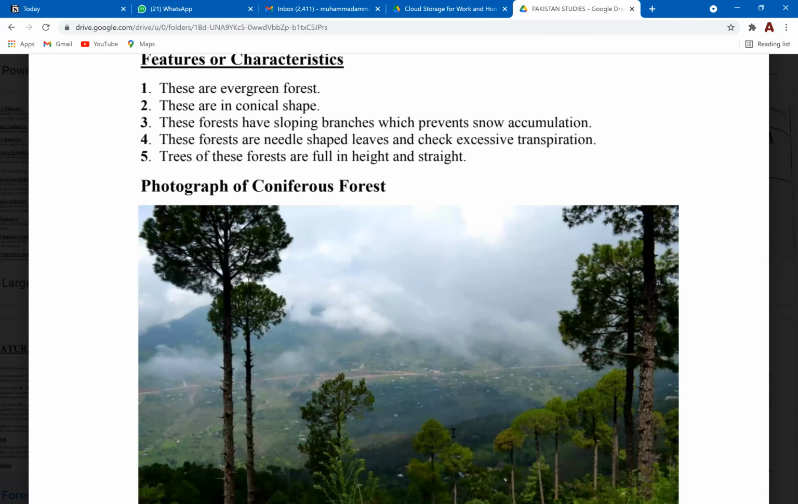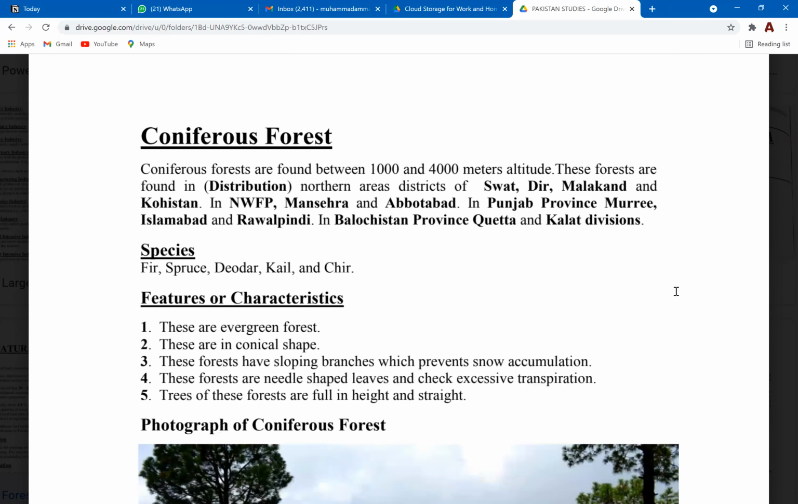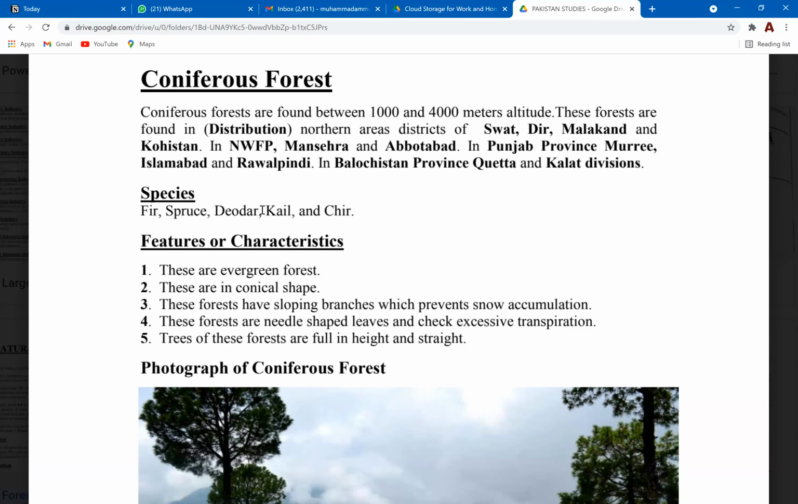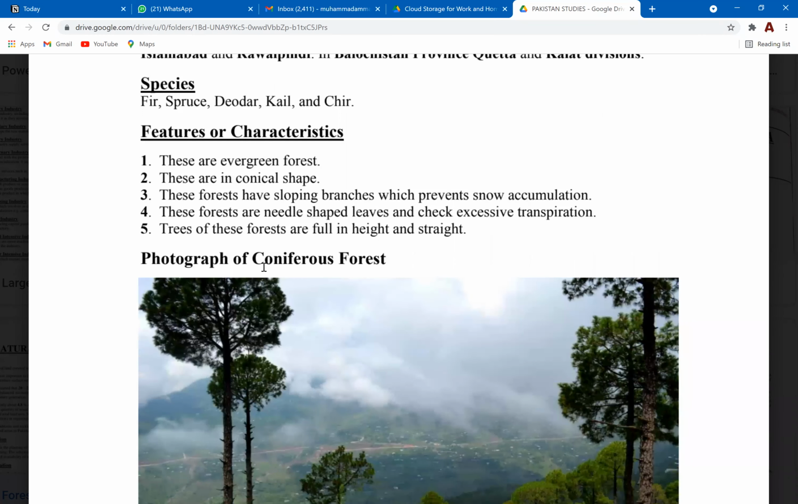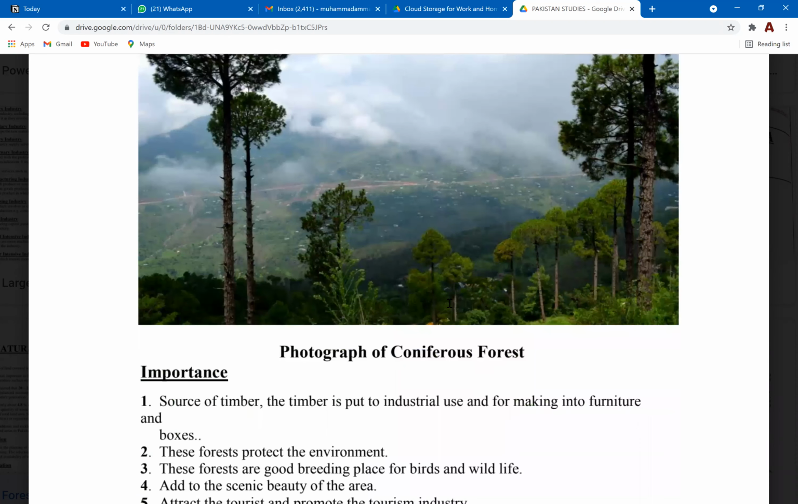Coniferous, you can see the pictures here first of all. You see how they're different than the alpine forests? Coniferous forests are found between 1,000 to 4,000 altitude. Abbottabad, Mansehra, Rawalpindi, Balochistan, Murree, Punjab province, Kohistan. These are the types of woods here that are basically obtained from these forests. Coniferous are also evergreen, conical shaped, and these forests retain full height. Again, they're also very tall.